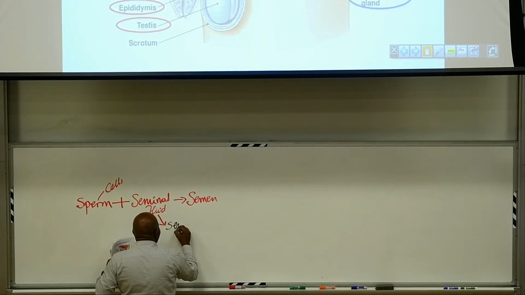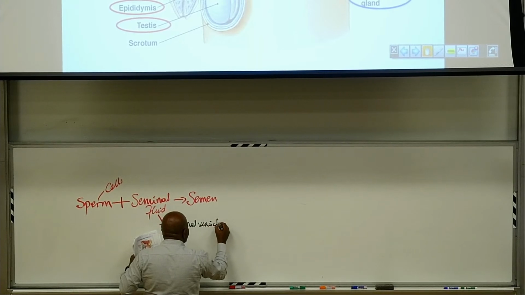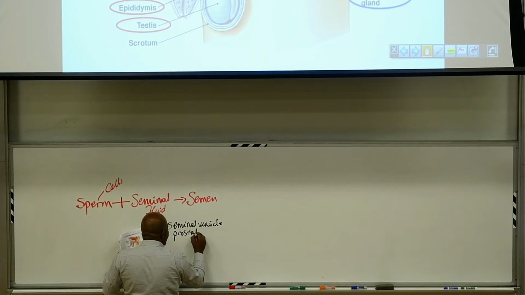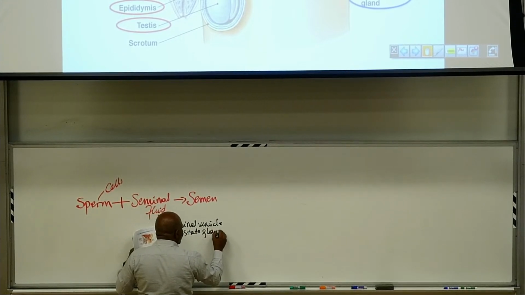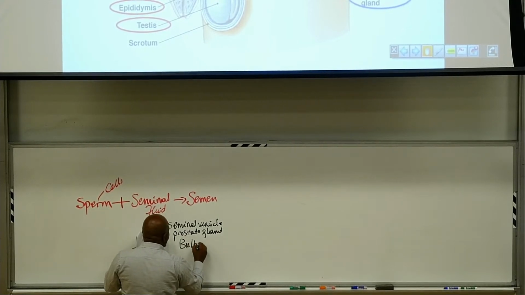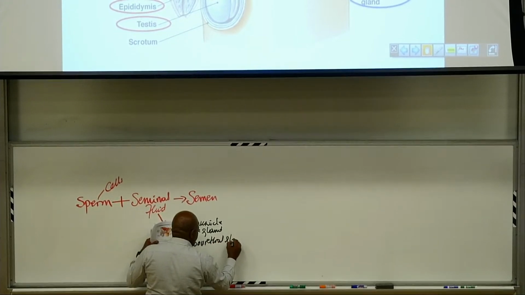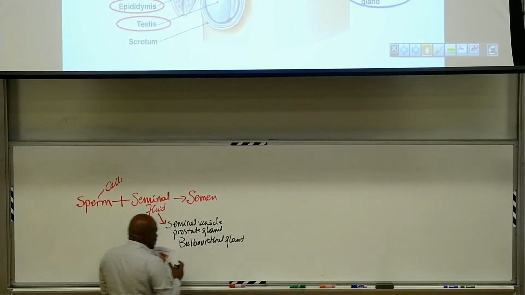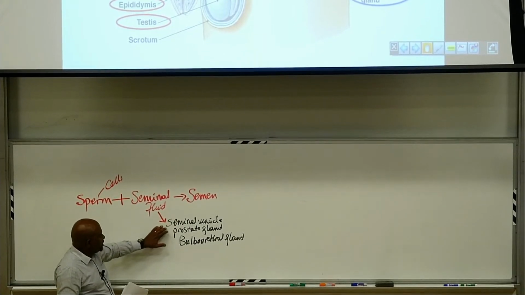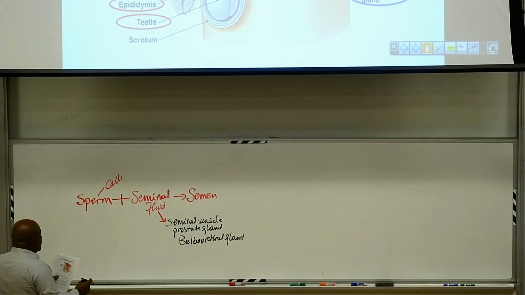the seminal vesicle, prostate gland, and the bulbourethral gland. So the fluid which is contained in the semen is produced by the seminal vesicle, prostate gland, and this bulbourethral gland.